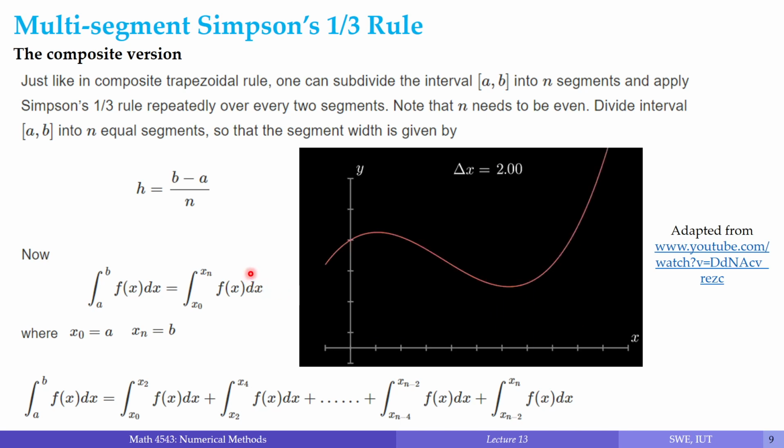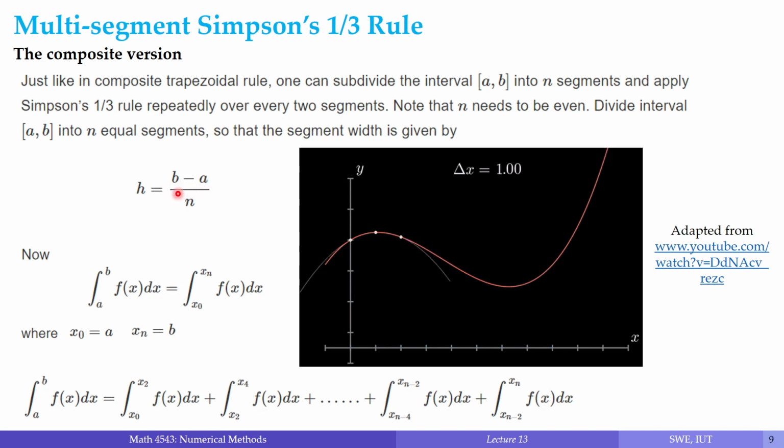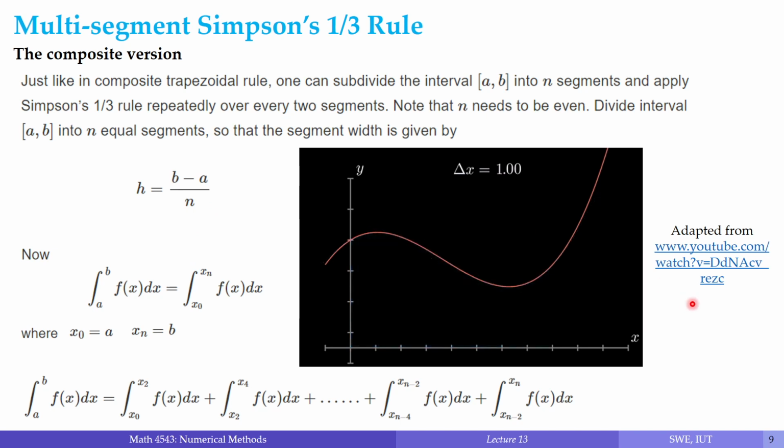The formula for the step size is similar in the case of multi-segment Simpson's 1 by 3 rule as well. It's the whole span, or b minus a, divided by the total number of segments, which is n. And we know for sure the value of n is odd. Okay, so the value of n is even, my bad, the value of n is even. And in order to watch the whole video, you can click on this link over here, highly recommended.